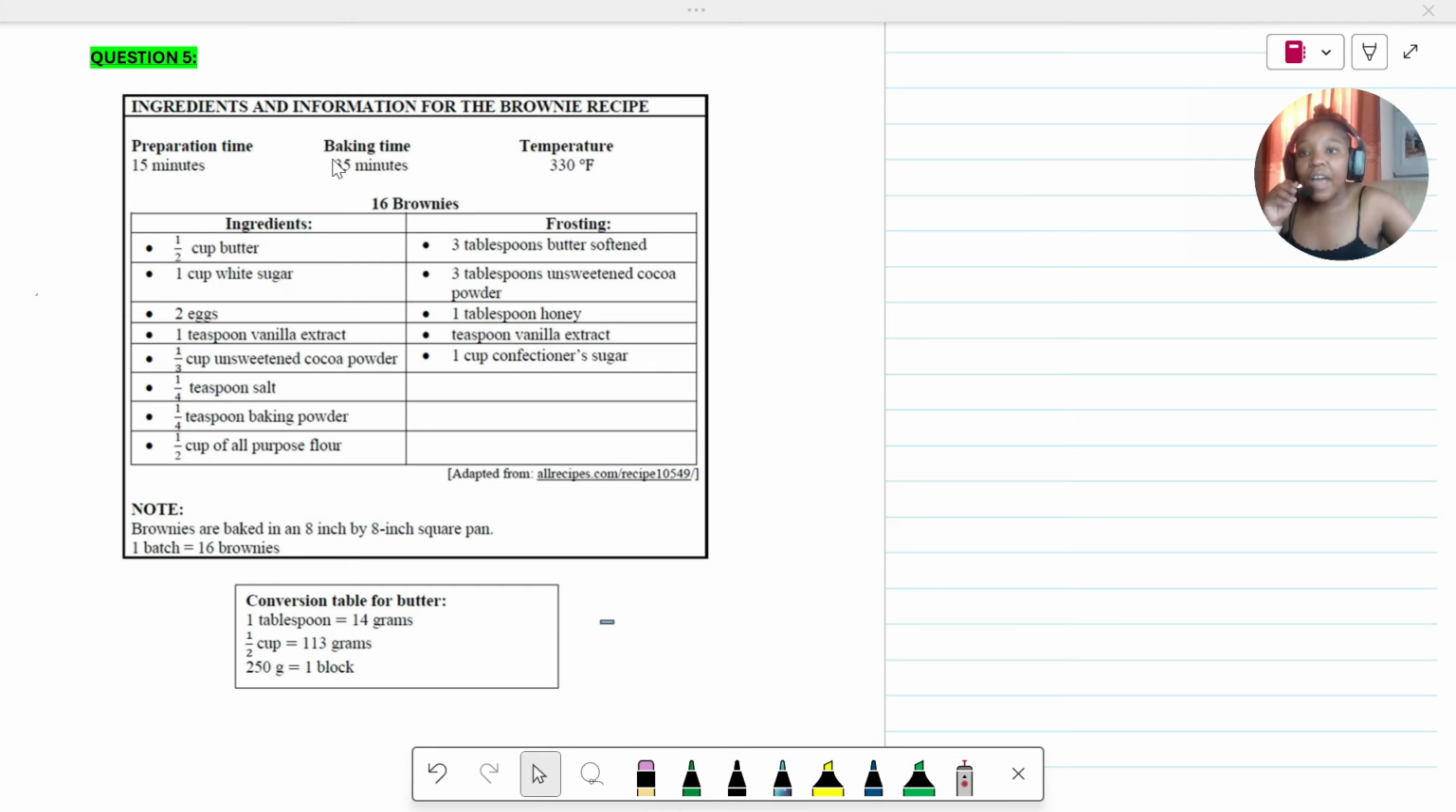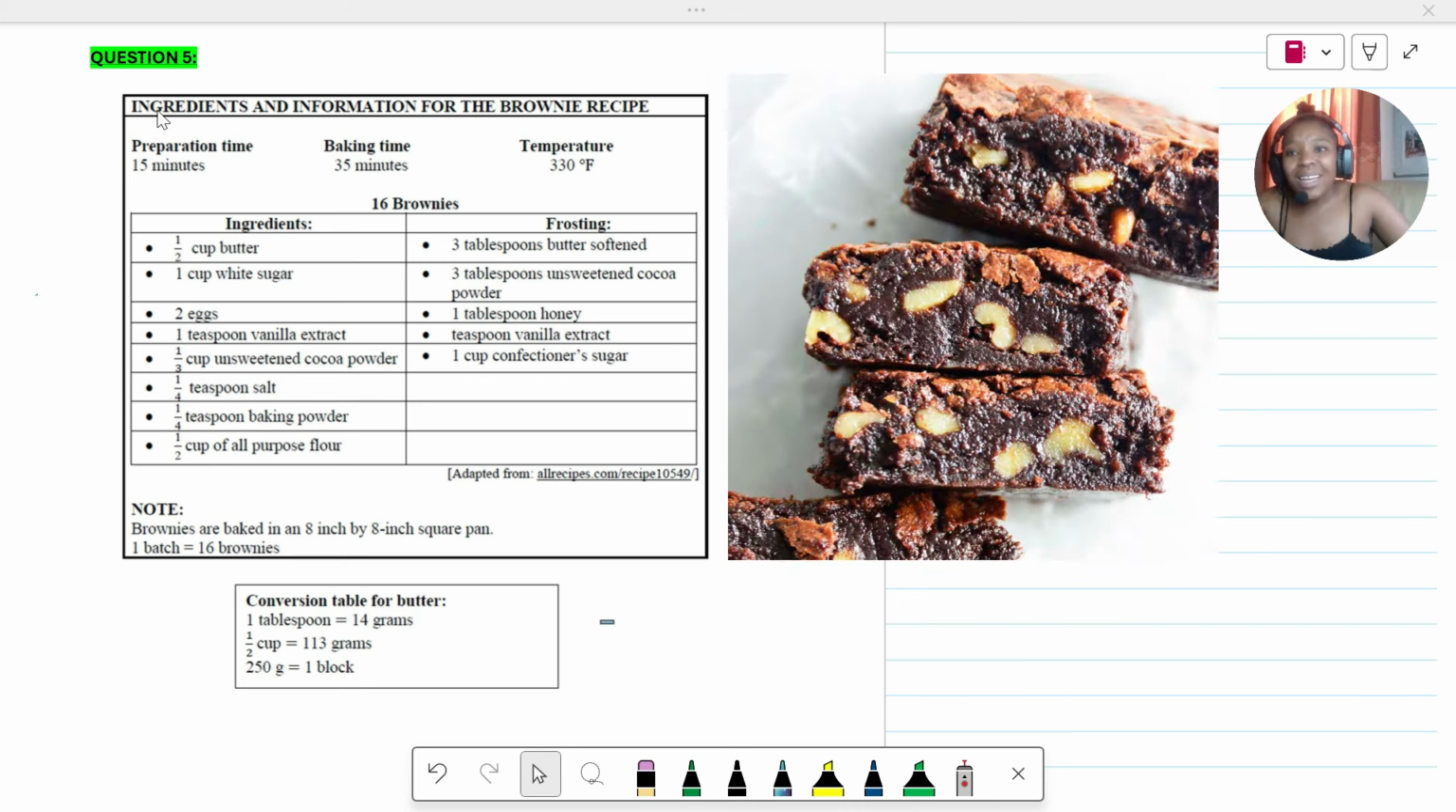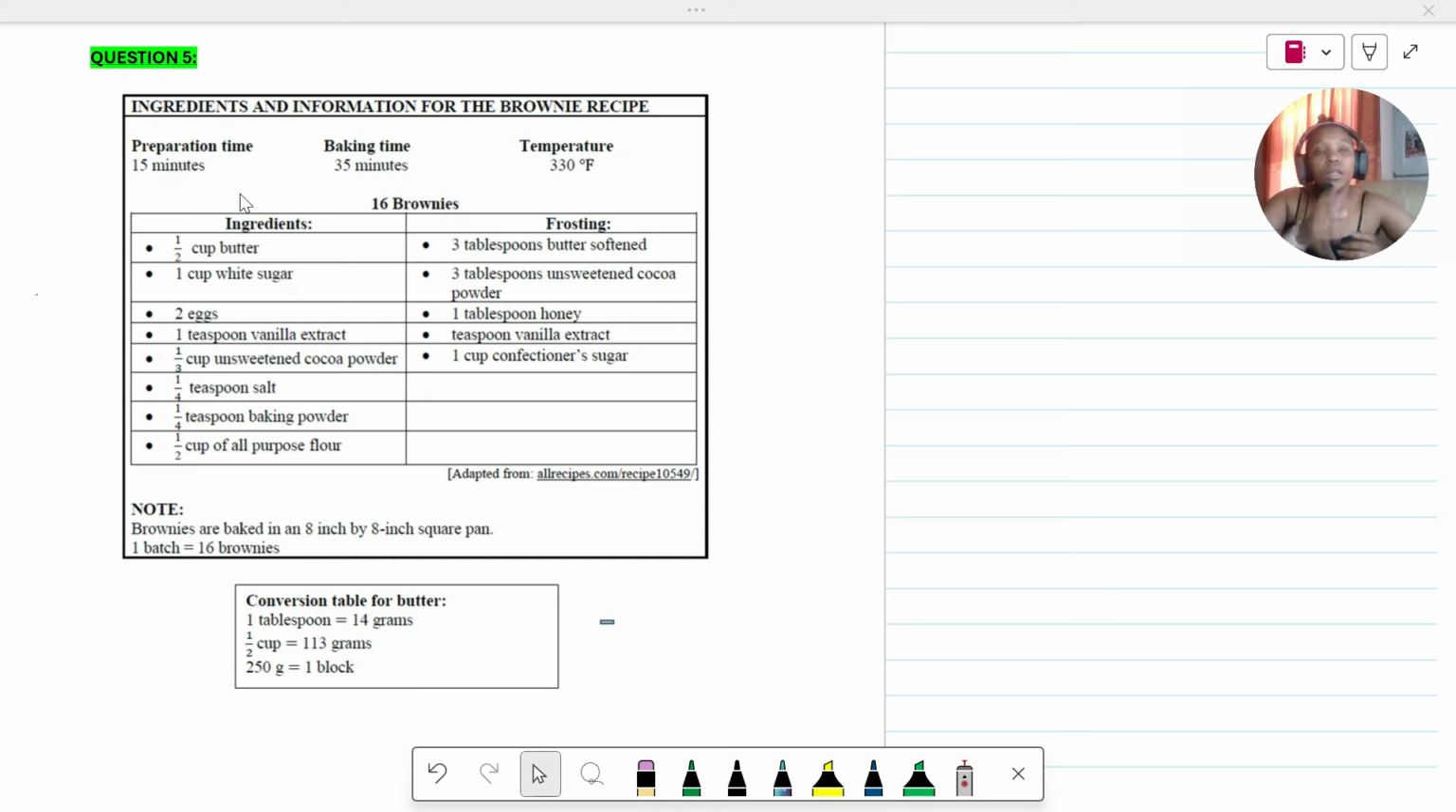Okay, so question 5. We're given the ingredients and information for making a brownie recipe. We're given the preparation time, so the mixing and the pouring of the flour and stuff like that. The preparation time is 15 minutes. Then we're told that the baking time is 35 minutes. So when you're putting those brownies in your oven, it takes 35 minutes for them to be ready. Then we're given the temperature, which is 330 degrees Fahrenheit.